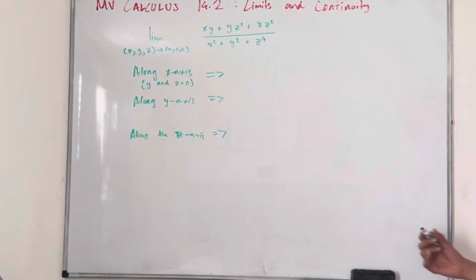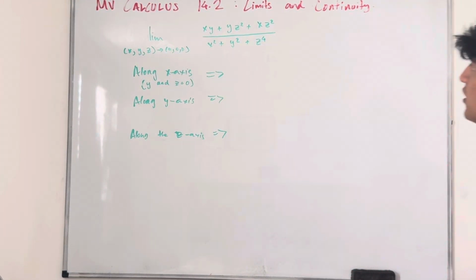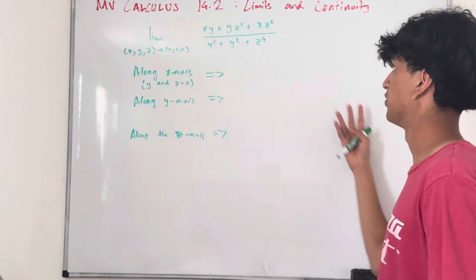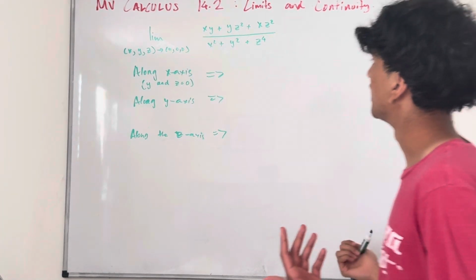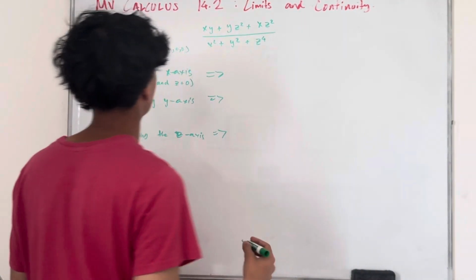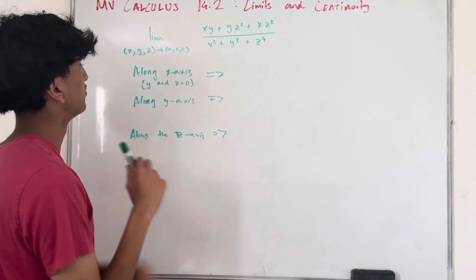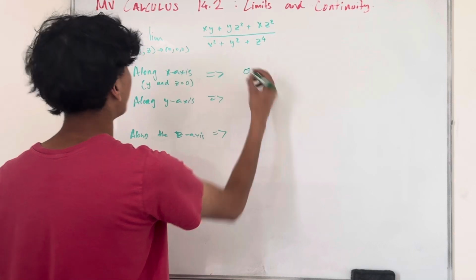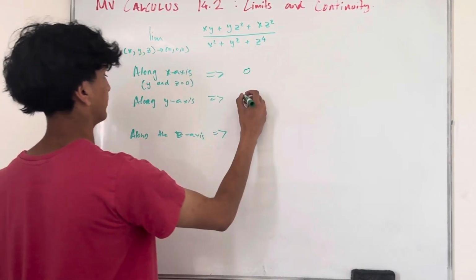You can see for the x-axis, if I make y and z equal to 0, there's a y and a z in each term, so the top would equal 0, the y's and z's here would equal 0. So my limit would end up equaling 0, and I get the same thing when I go along the y and the z axis.